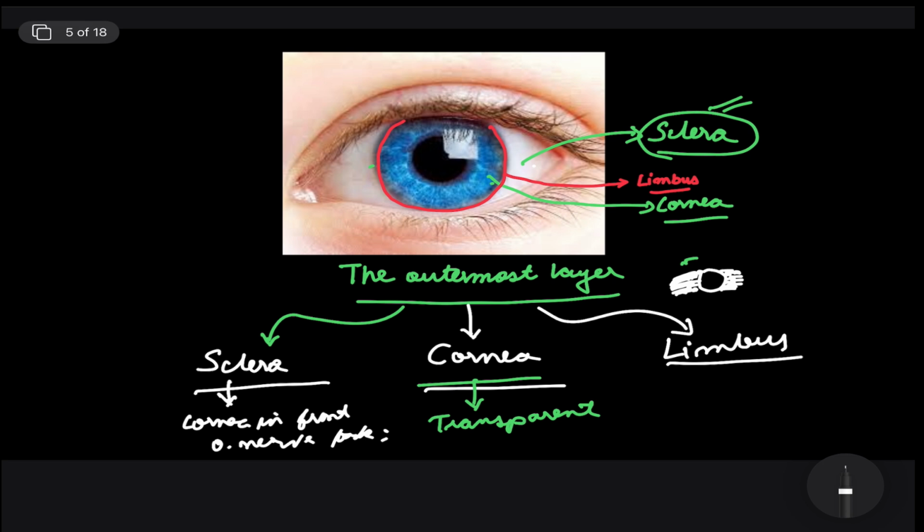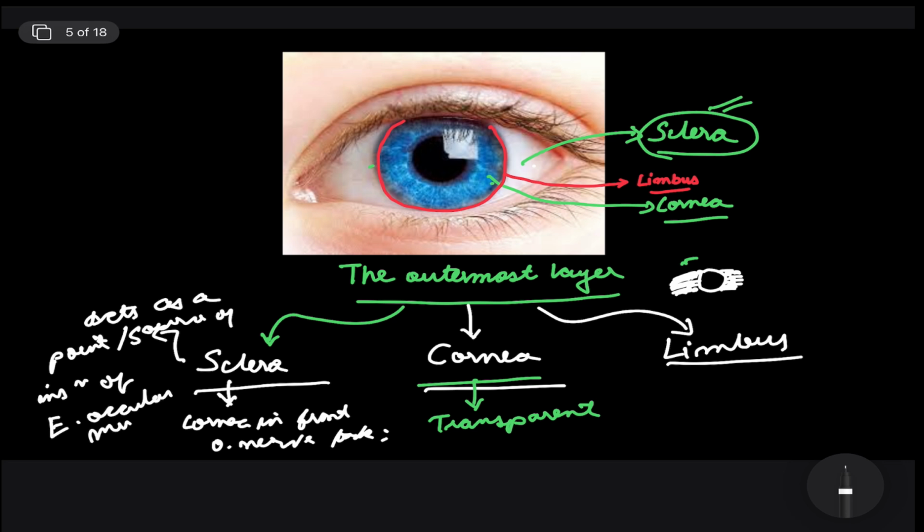Another function of the sclera is that it acts as a point, or rather a source of insertion of the extraocular muscles. What are the extraocular muscles? So think about it. Can you move your eye? Yes, you can. If I ask you to look to your left without moving your neck, can you do that? If you don't have any pathology in your eye, you probably can. You can move your eyeball to the left, you can move your eyeball to the right, you can move your eyeballs up and down. Why can you do that?